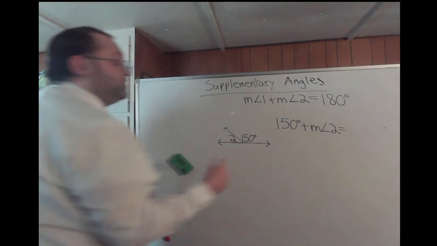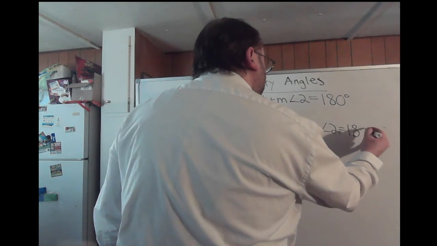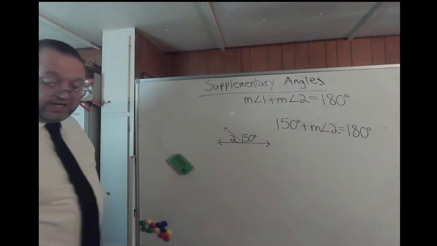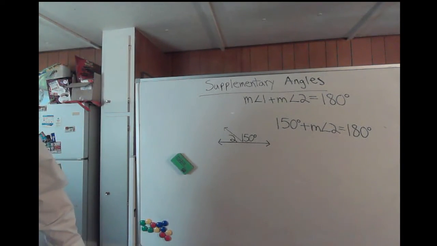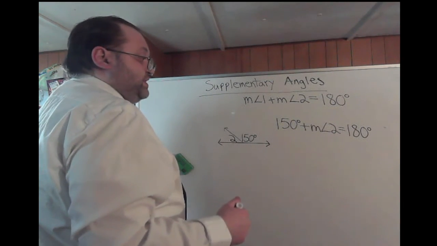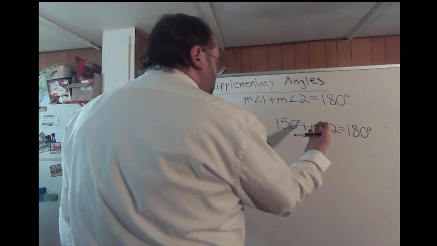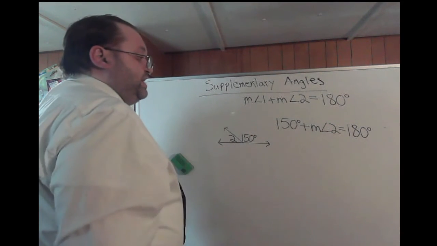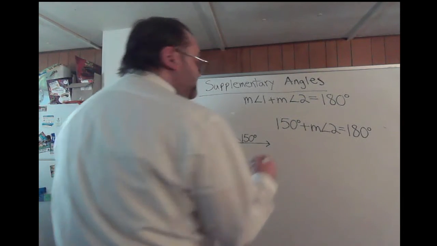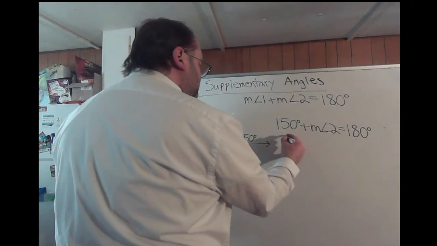We know that these are supplementary angles, so they should add up to 180. If they add up to anything other than 180, they're not supplementary angles. They have to be equal to 180. Well, again, like we did with the complementary angles, you want to make the measure of that angle that you don't know, the variable, isolated by itself. So in order to do that, we'd have to subtract 150 from both sides.